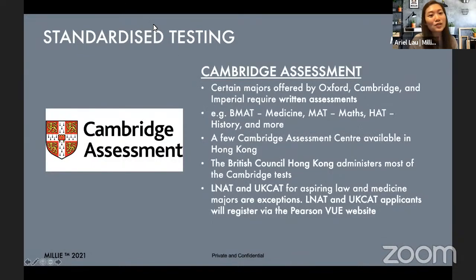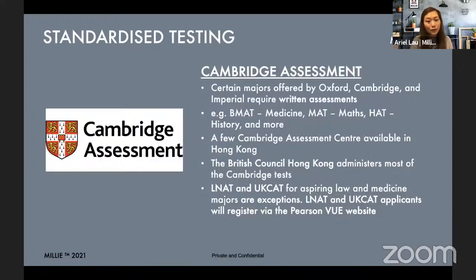Okay, for students who are interested in Oxbridge applications or sometimes Imperial applications, for certain majors offered by these prominent universities in the UK, you would probably need to take written assessments called the Cambridge Assessment. There are many different types of Cambridge assessments, and they managed to devise a test for almost every single major. There's BMAT for medicine, MAT for math, HAT for history, and many, many more.